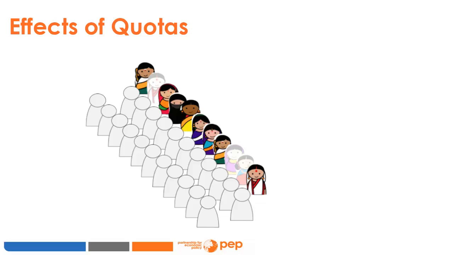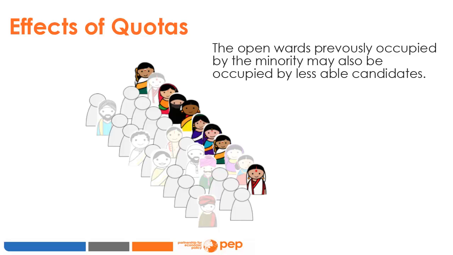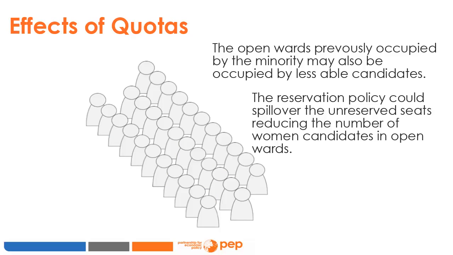As before, some of the reserved wards could be occupied by less able candidates than otherwise. In addition, the open wards previously occupied by the minority may also be occupied by less able candidates after reallocation. These kinds of negative effects could arise if reserved seats occupied by women are viewed as depriving men of their chances. The reservation policy could spill over the unreserved seats, reducing the number of women candidates in open wards.